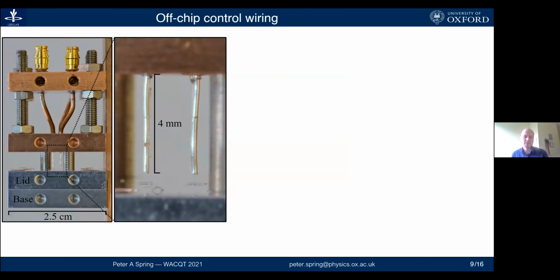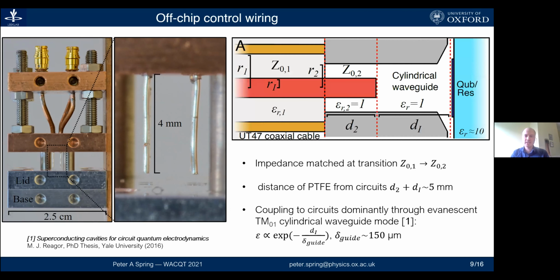So now I'll talk about how we're implementing the off-chip control wiring. So here you can see the sealed up enclosure in the bottom left. And then this wiring piece is coming down and slotting into this enclosure. And you can see in this blow up image, these are the inner conductors of four coaxial cables that are protruding out. And they're going to slot into these holes that are just visible in the enclosure. And when it's put together, this is a schematic of how this looks. So you have this coaxial cable and then the inner conductor protrudes into this hole in the enclosure and it forms an effective coaxial waveguide with the enclosure.